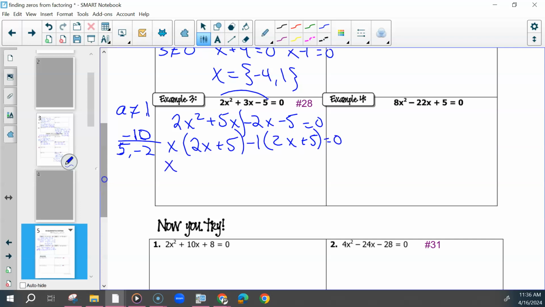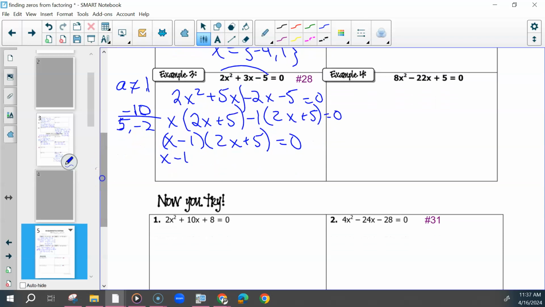Set those both, rewrite your factors first. Then set them both equal to 0. Find your 2 solutions. And when you get your decimals, if you have nice decimals, you can put it as a decimal, but if you get something with a repeating decimal, leave it as a fraction.